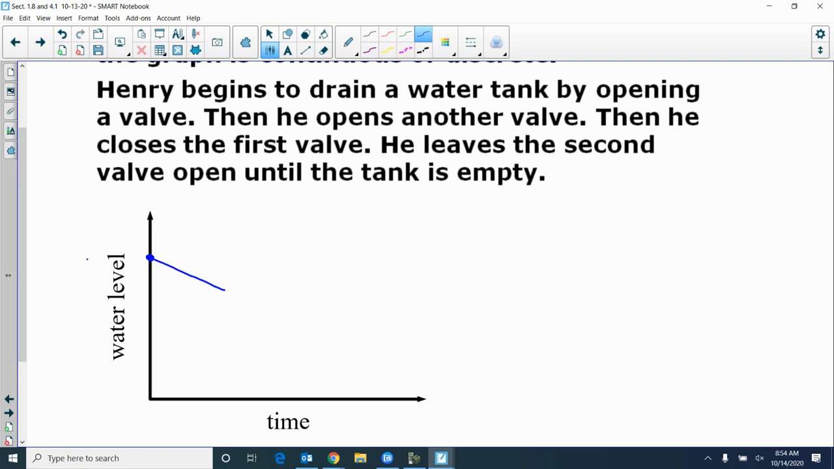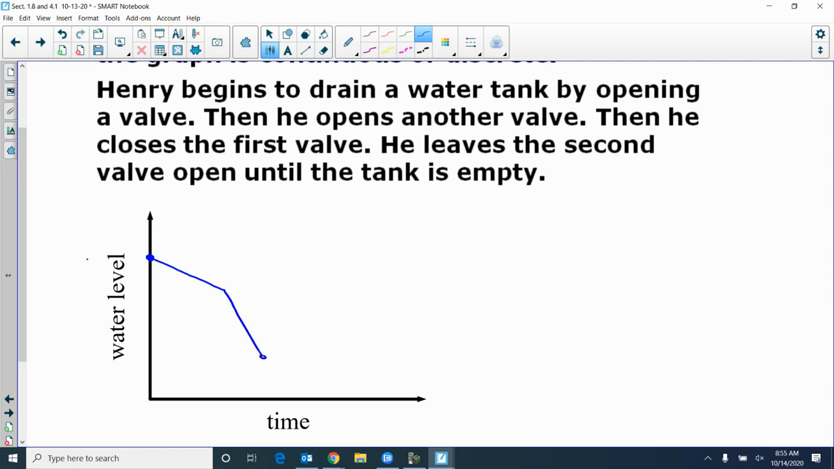Okay, so it wants to be on a steady angle. But what happens once you open up that second valve? Joe? It's going to go at least fast, probably twice as fast. So that means you just have to make that steeper.